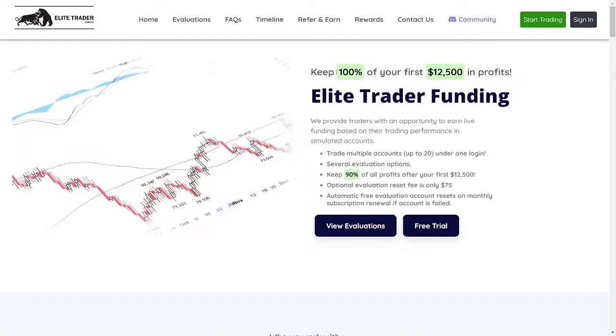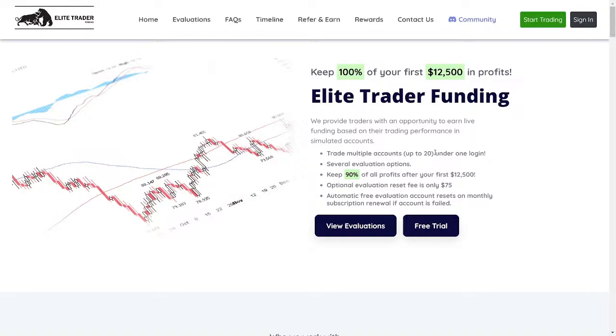Also similar to Apex, you get to keep 100%, in this case of your first 12,500. Apex was 25,000. That's just a little bit of a distinction on that. But again, this is a large chunk of change if you can earn it through your funding, and it's great to start a personal account for trading futures. After you've gotten that 100%, it switches to 90% of your profits. They also offer pretty cheap resets of your evaluation account, and you can trade up to 20 accounts as well.